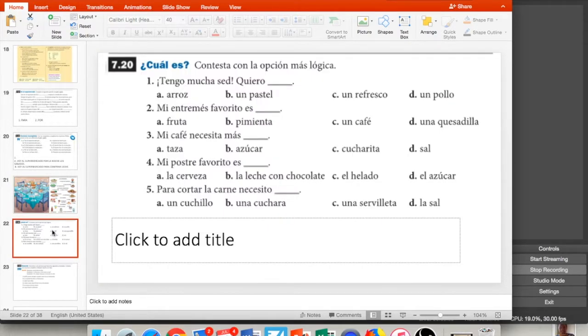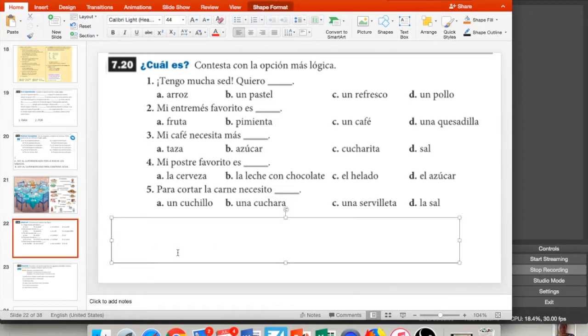Here is an activity you're going to have to do with these this week. Number one says, tengo mucha sed. I'm so thirsty. Quiero blank. I want A, arroz, rice. Huh, I don't know. I want B, un pastel. I want a cake. I'm really thirsty. Oh, okay, maybe. No. C, I want un refresco, soft drink. Okay, that one could be possible there. Or D, I want un pollo. I want a chicken. Well, I would say that letter C, I want a soft drink, is probably your best option there.